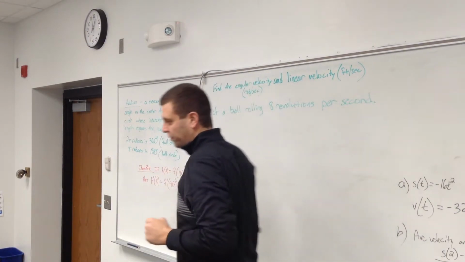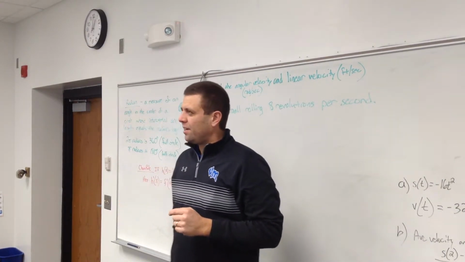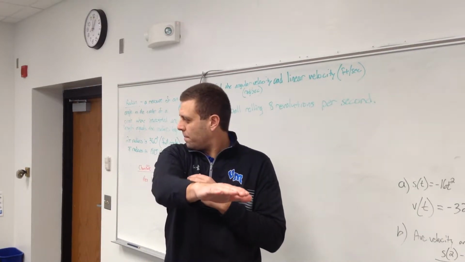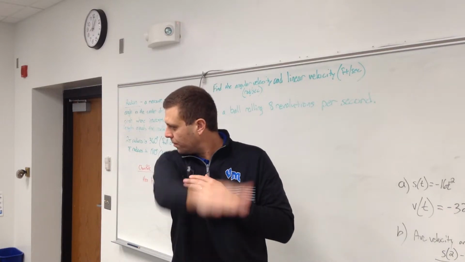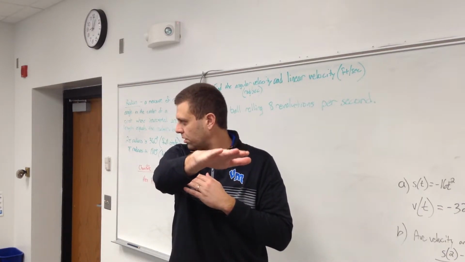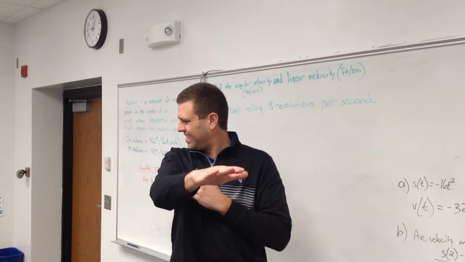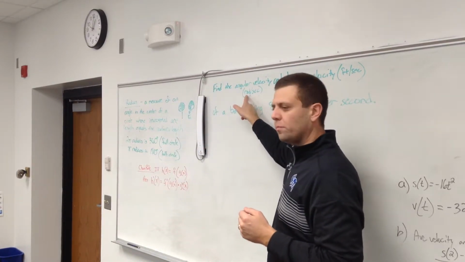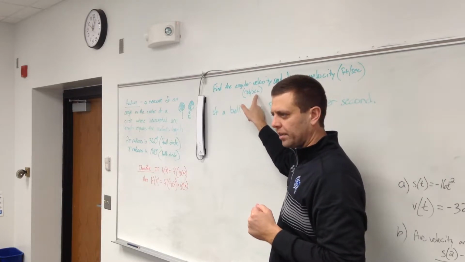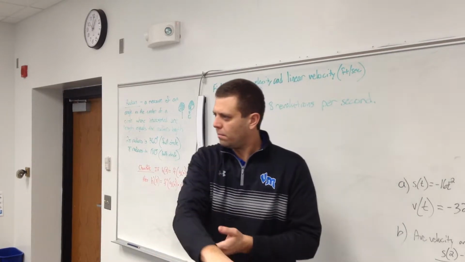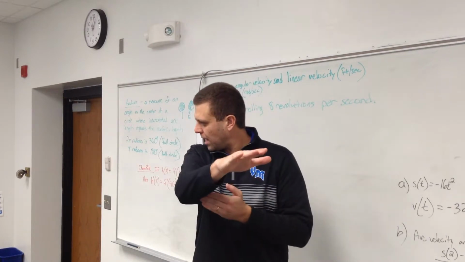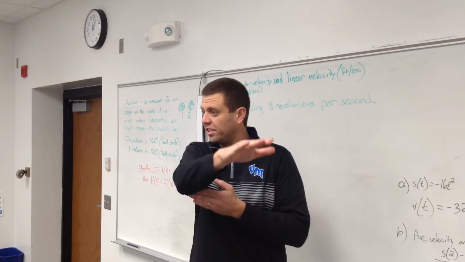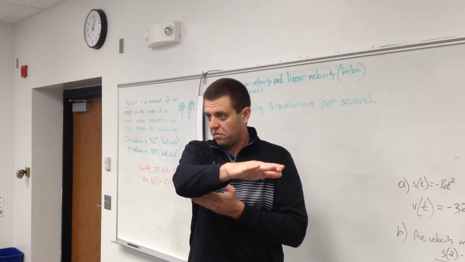Angular velocity is different. Here's an example. If I make my arm complete one revolution, one circle, if I complete one circle in a second, my angular velocity would be 2 pi radians per second. Because by going one circle around, that's 360 degrees. My arm went 360 degrees in that second, right? Everybody agree with that?